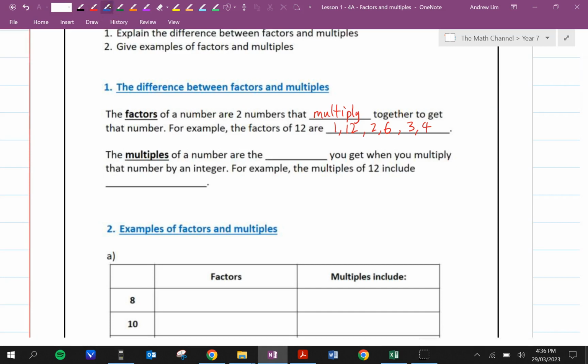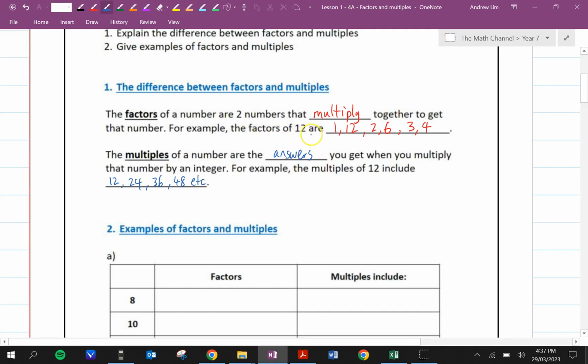However, the multiples of a number are the answers you get when you multiply that number by an integer. For example, the multiples of 12 include 12, because 12 times 1 is 12, 24, because 12 times 2 is 24, 36, 48, etc. So the lowest multiple of any number is always itself.